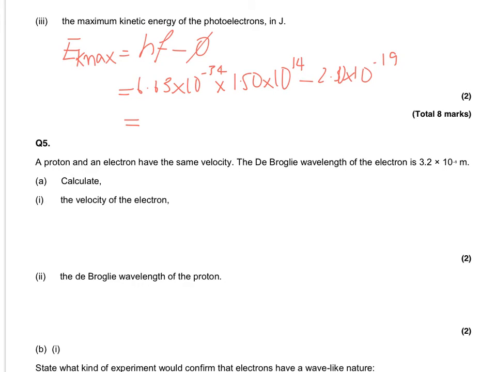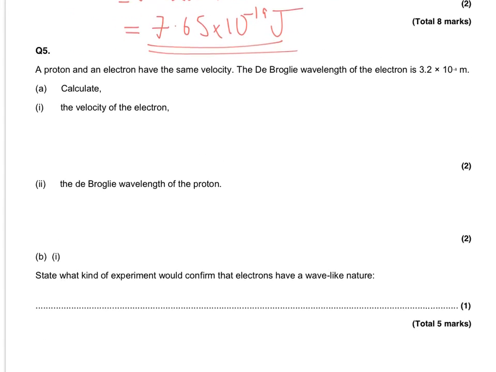And we end up with a value of absolute nonsense. Why have I got nonsense? Oh, I've made a mistake. That should be 15, not 14. Let's type those numbers in again. And you end up with 7.65 times 10 to the minus 19 joules. So that will conclude question 4. Question 5 is pretty quick, so I'll just continue straight on.